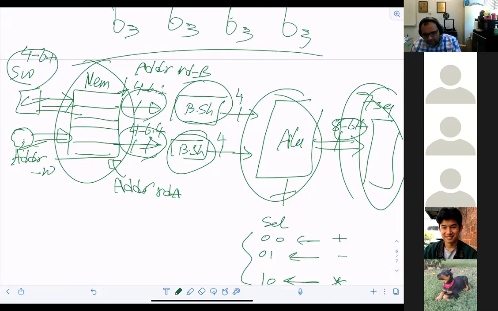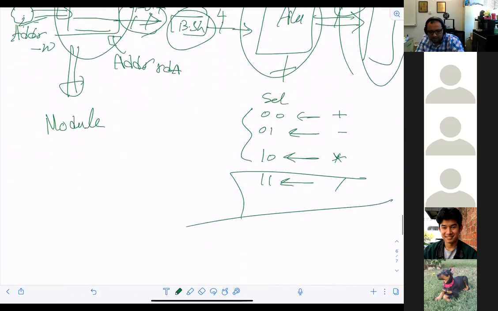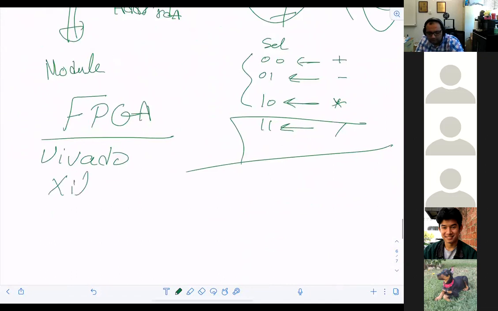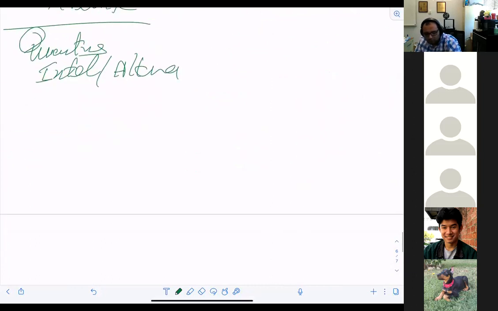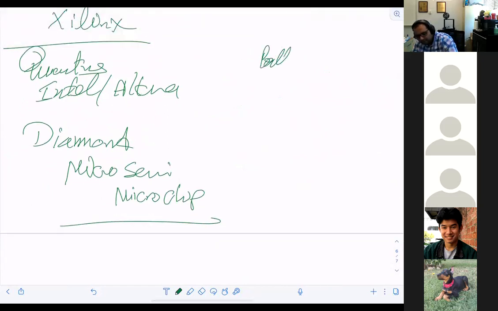What is going to make it easy for you, instead of having breadboard and wire all of this big hell thing, is that you're going to be writing code belonging to every single component, and we call it a module. And then all of this together will be mapped in one chip, and this chip is called FPGA. And the tool used is called Vivado for the Xilinx platform, or Quartus for the Intel Altera platform, or Diamond for Microsemi, which is part of Microchip, or from Lattice Semiconductor.